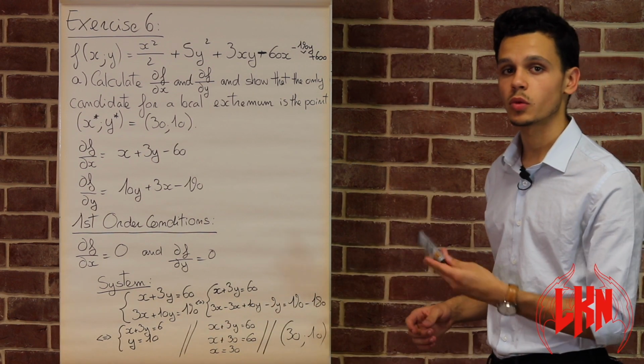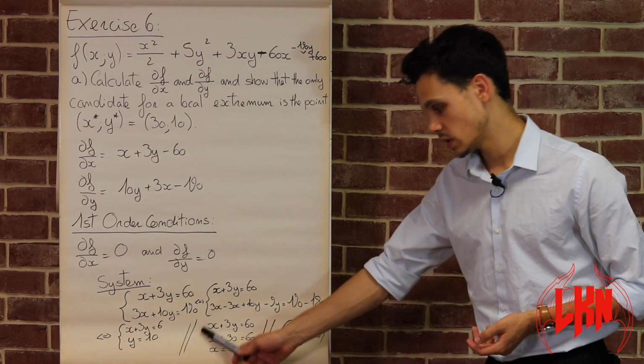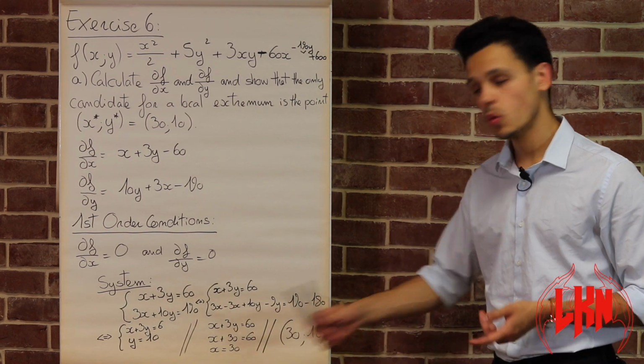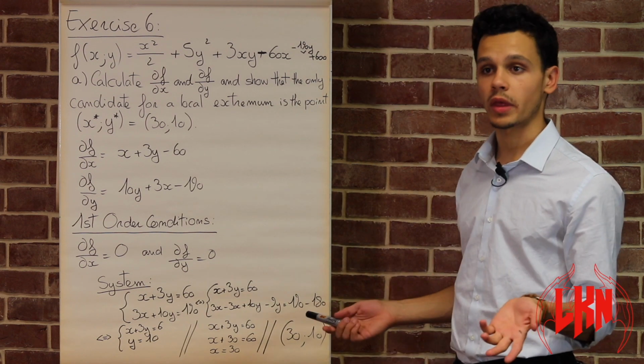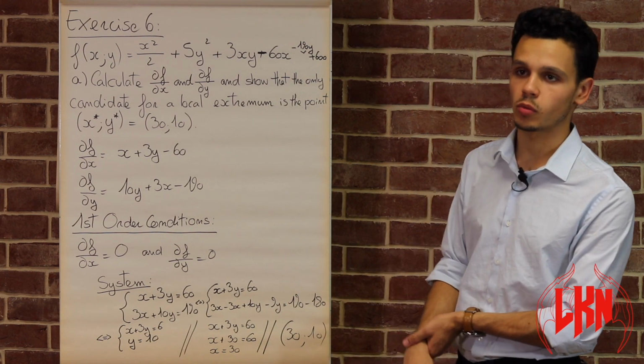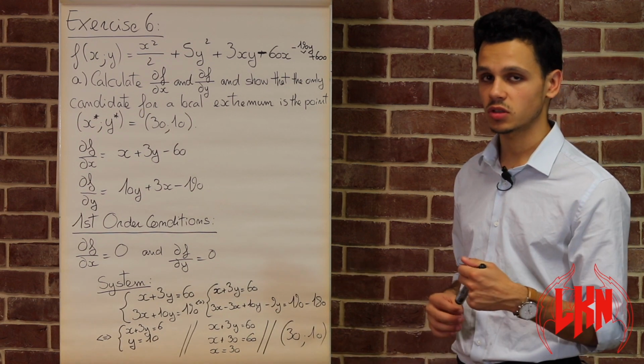Once we know that y is equal to 10, it is easy to say what x is equal to. We just do this quickly, and we find x being equal to 30. X being equal to 30 means that the couple that is going to be leading to a saddle point is (30, 10). Question A is finished.